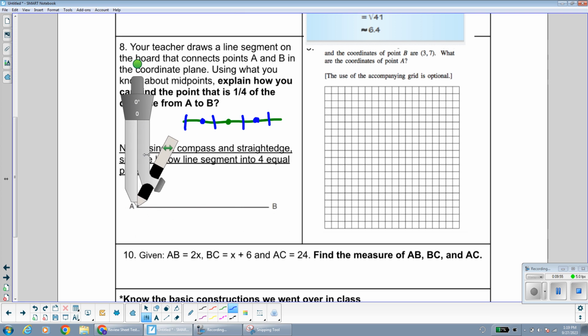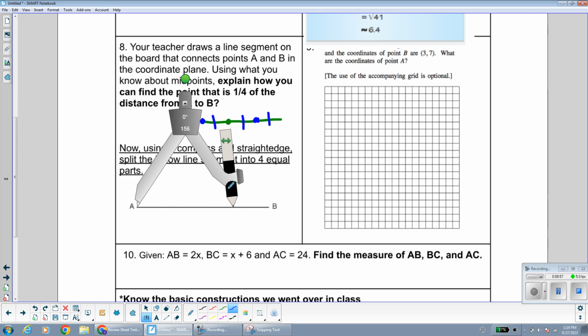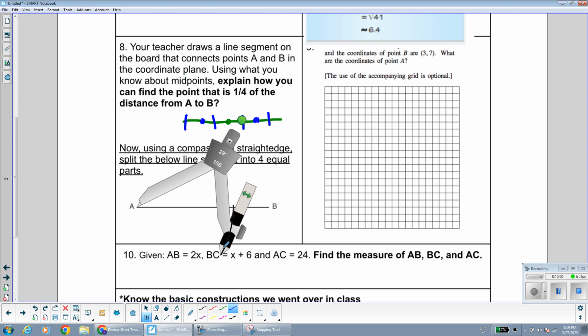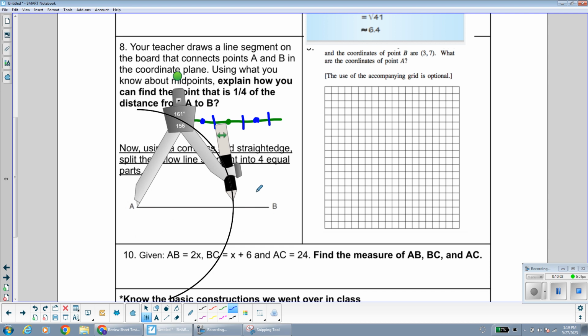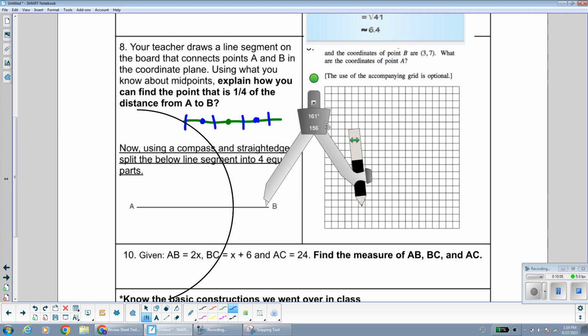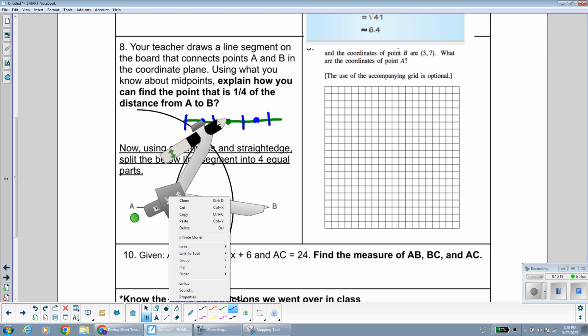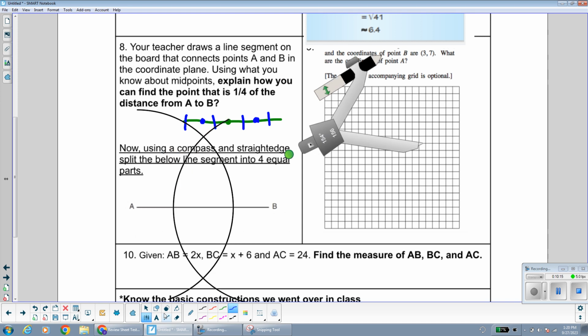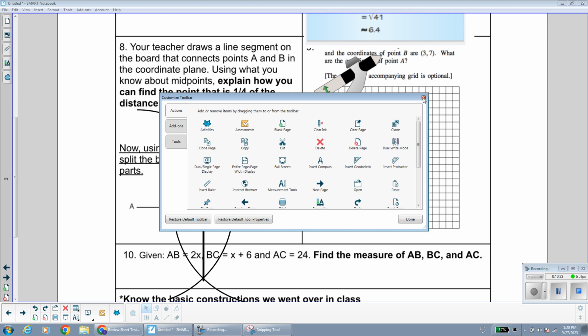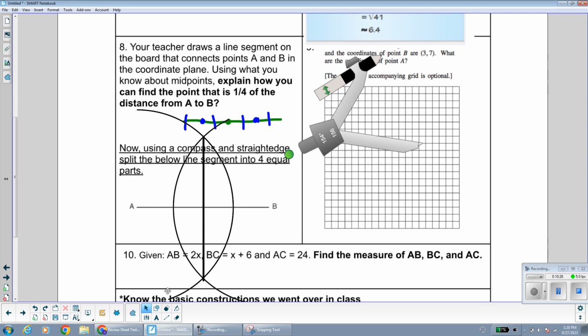So I'm going to go over to one endpoint, and it doesn't matter the distance or the hole that you use on your compass, just more than halfway down. Make an arc above and below, and then without changing your hole or your distance, go over to the other endpoint and make the same exact arc using the same exact hole. And what we're going to do is make the perpendicular bisector right through those intersection points. Oops, my bad. And that point is the midpoint of the line segment. So now we have the two equal parts.